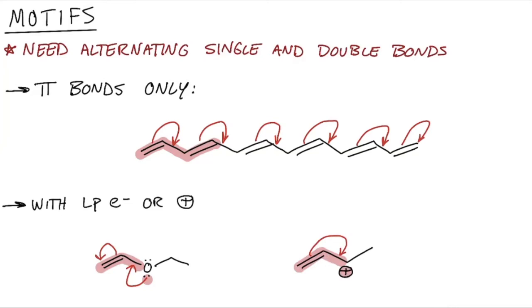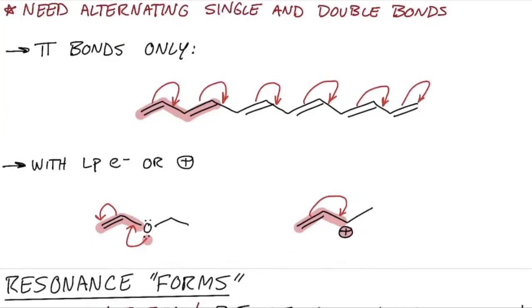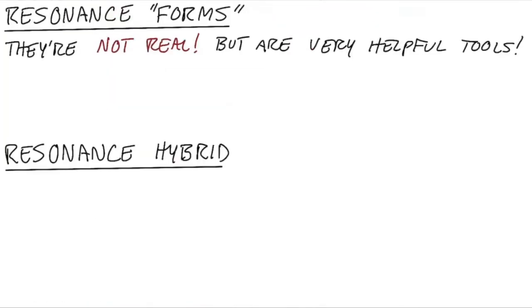Before we do a couple examples, just a few more thoughts about what resonance is and isn't. So we like to talk about resonance forms. In OChem, you're going to draw a lot of resonance forms, and I hate to tell you this, but none of them are real. But even if they're not real, they're super, super helpful tools for us to be able to understand why molecules react the way they do.